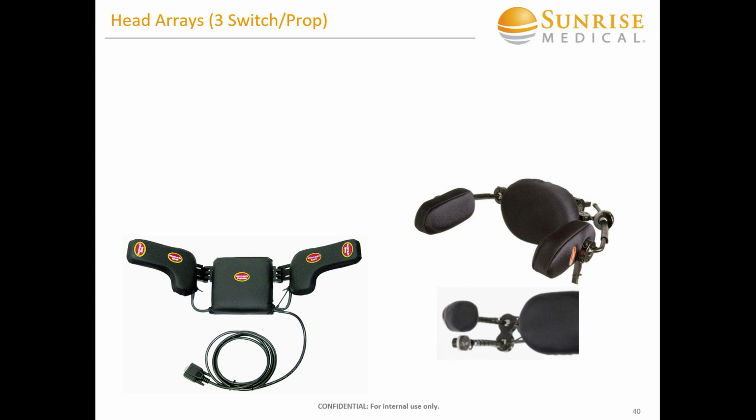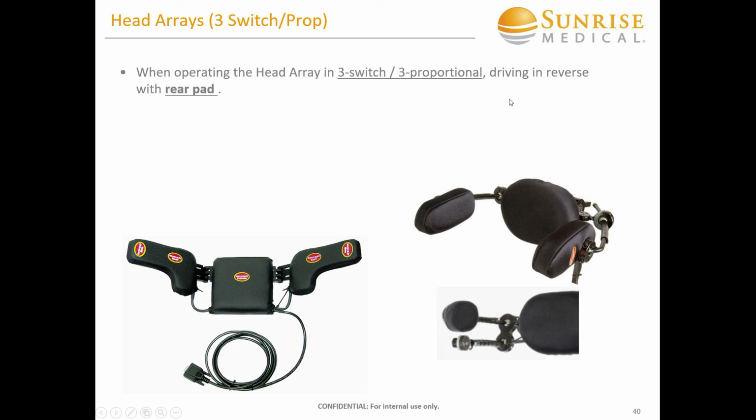If you're going to set it up as a 3 switch, or likewise a 3 proportional, there are also options you can do. So if you're going to do it as a 3 switch and 3 proportional, basically you're going to use the rear pad to do both forward and reverse. You can basically set this up in a couple of ways. First, you can toggle that rear pad with a switch.